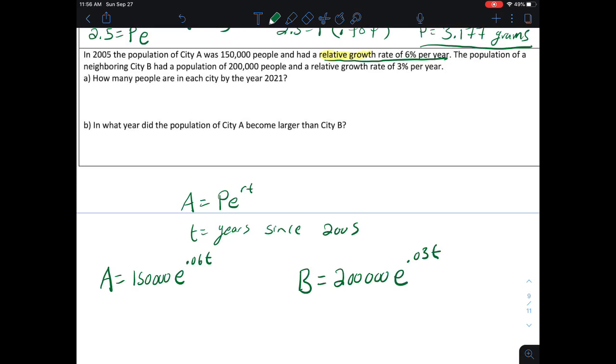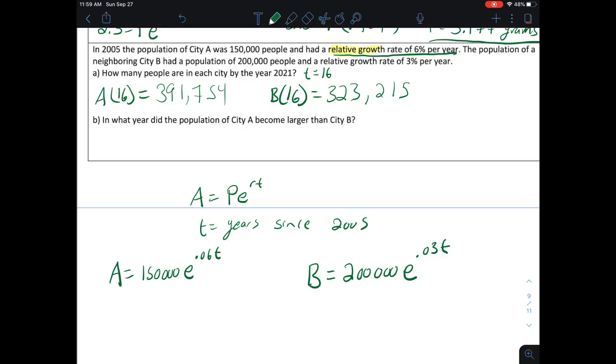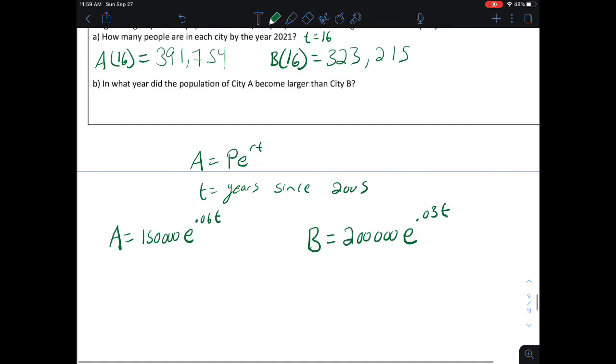And so part A says how many people are in each city by the year 2021. So for city A, I'm going to put in the number of years since 2005. So T in this case is going to be 16. So I'm going to put 16 into my A equation and into my B equation to see what they give me. Okay, so I plugged in, I get approximately these two values for the number of people in city A and city B. I rounded to the nearest whole number because it doesn't make sense to have a fraction of a person.